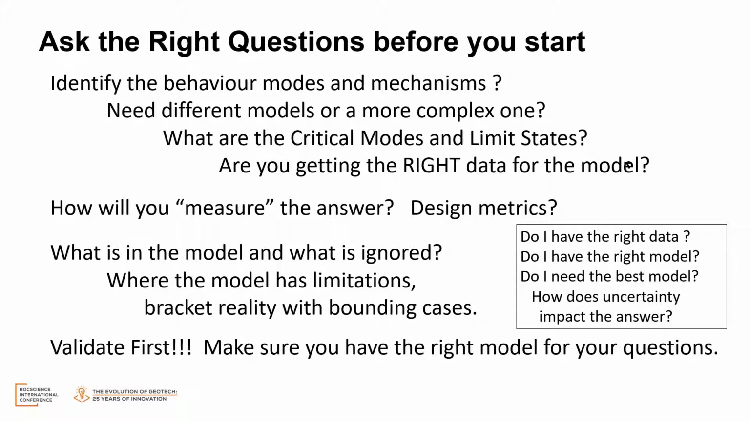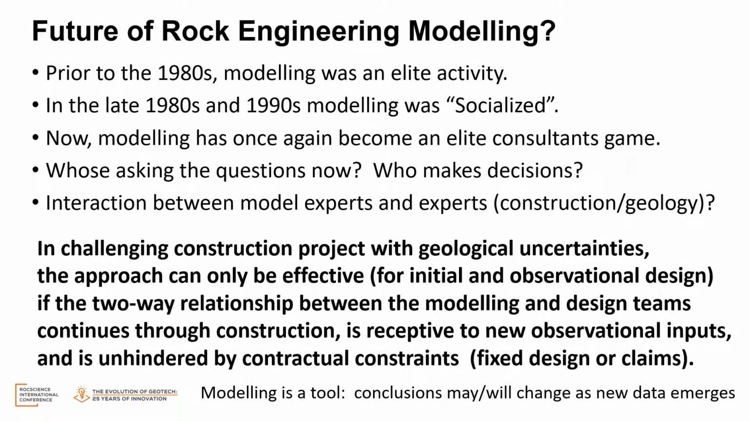In the old days, we knew our models had limitations. We bracketed reality with some bounding cases and we moved on. We didn't assume that our elastic model was telling us everything we needed to know about the rock mass. As we get more complicated, we lose sight of what the limitations of our model are. So we validate first. Validation is the most important thing you can do for your model. Calibration can come later.